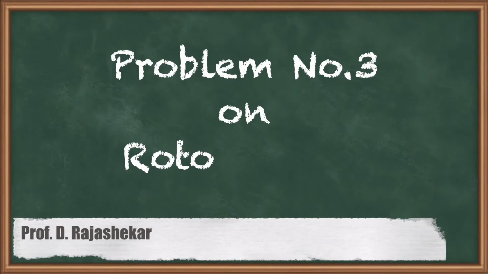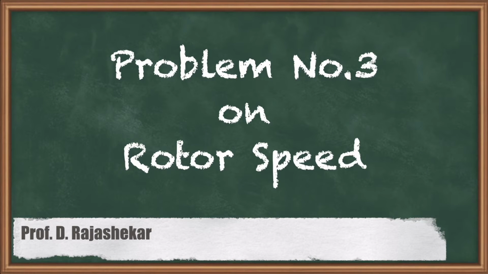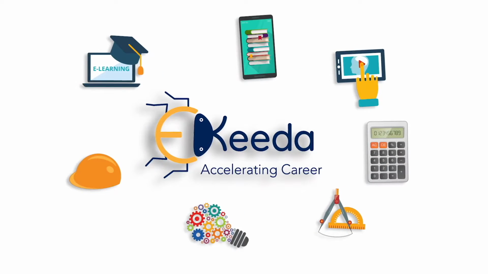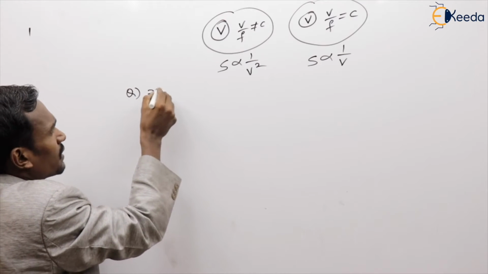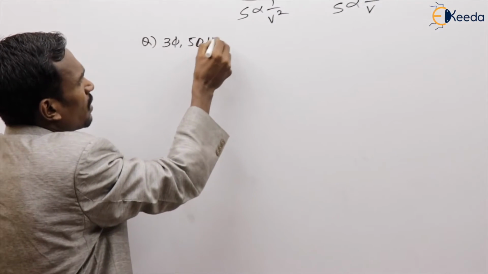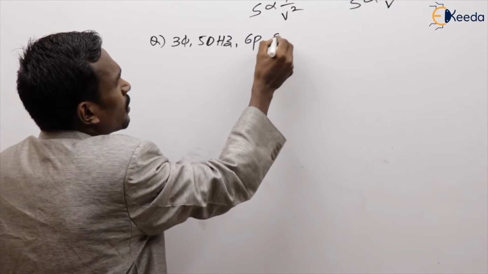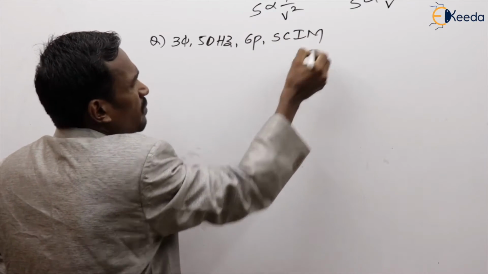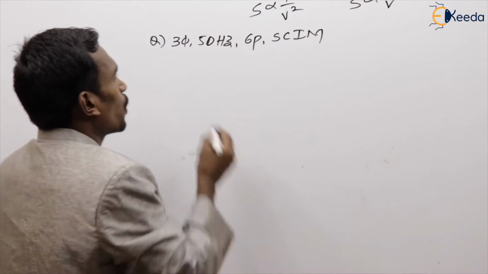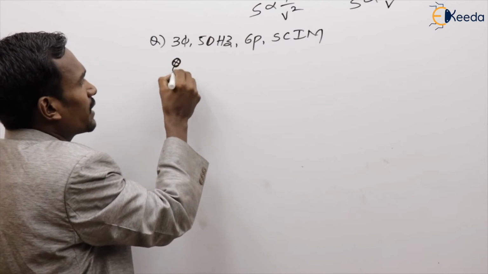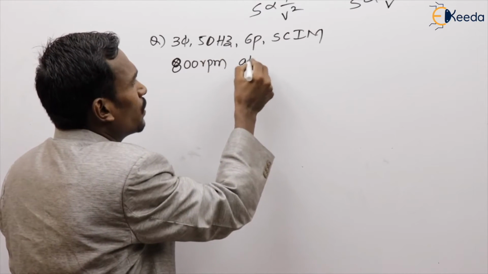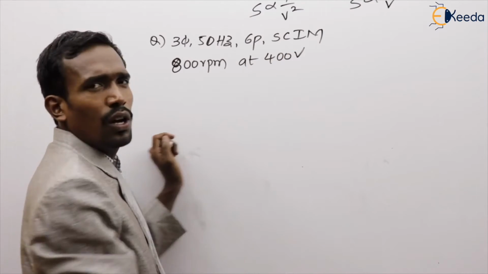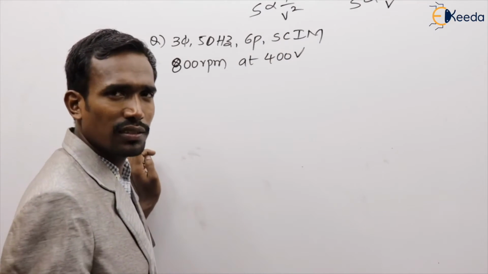Hi friends, in this video, we are going to solve the problem on rotor speed. Question: a three-phase, 50 Hz, 6-pole squirrel cage induction machine, rotating at 800 rpm at 400 volts.